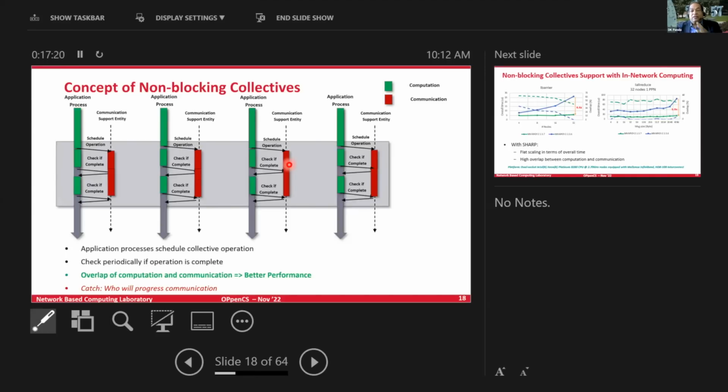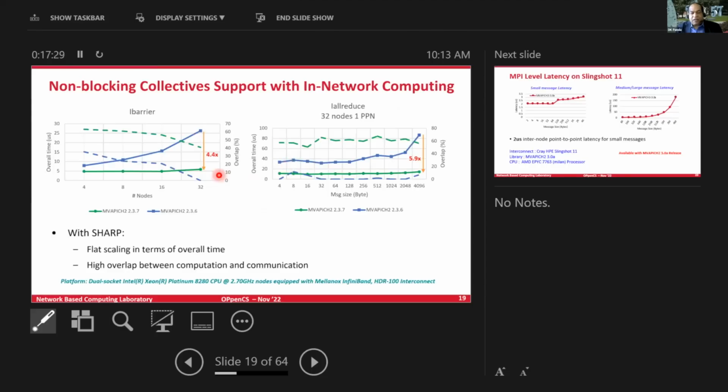In fact, here I'll try to show some numbers, especially with the DPU technology. You can actually do a lot of better designs here. Even for the CPU-based systems, we have been continuously working on enhancing this non-blocking collective. So here you will see these are called IBarrier, IAllreduce. And there are two kinds of graphs. The blue is the previous design. This is the latest release.